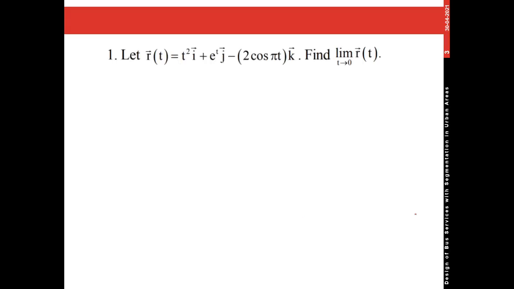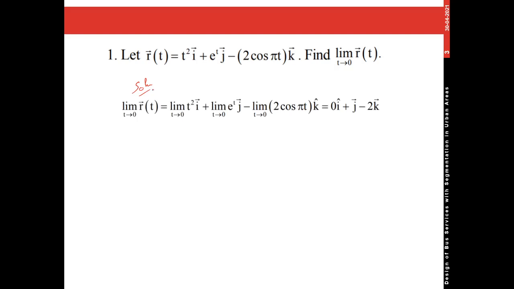Now we will do another example. So tell me what will be the answer here. Solution. r of t. What will be the limit? Okay, I think this is the same as that, right? The same question. Limit t tends to 0. Okay. Same question. 0i plus j minus 2k. Now tell me what will be the derivative here.